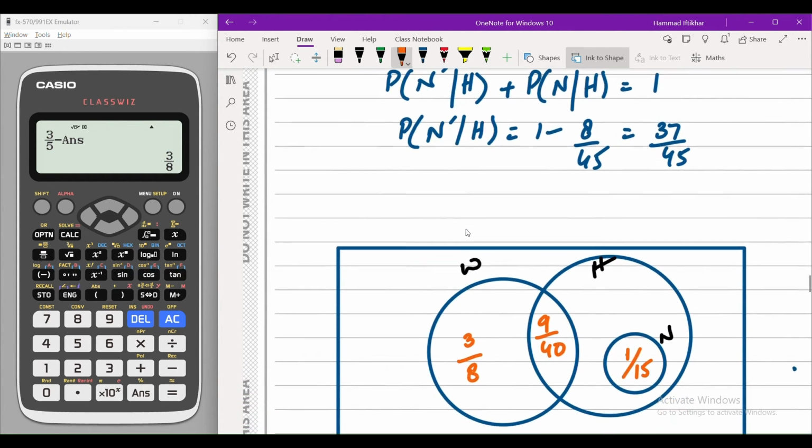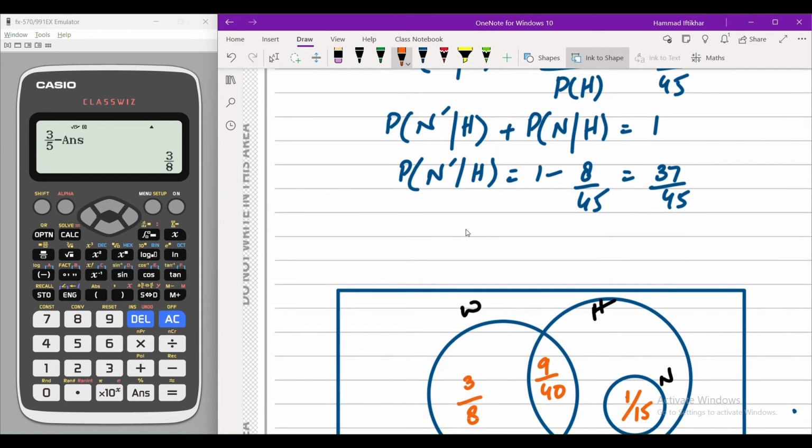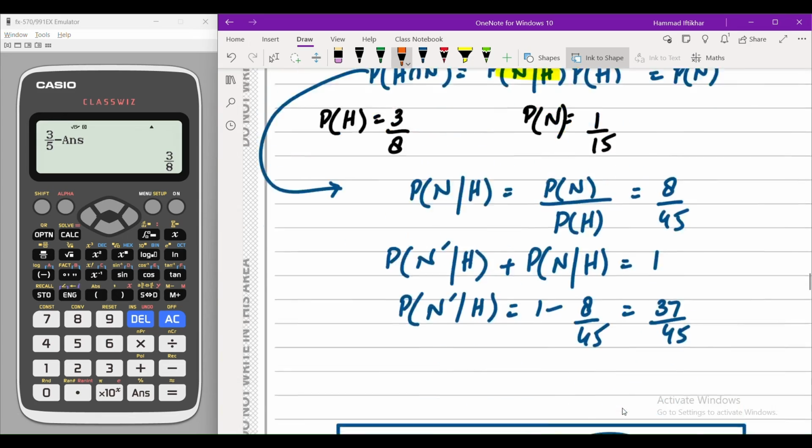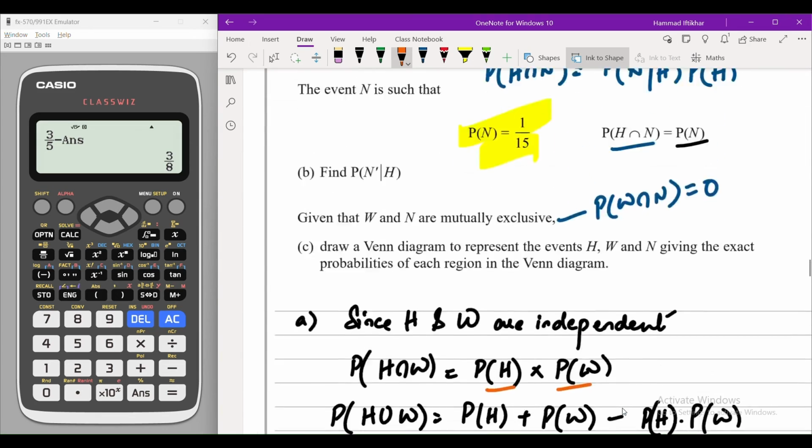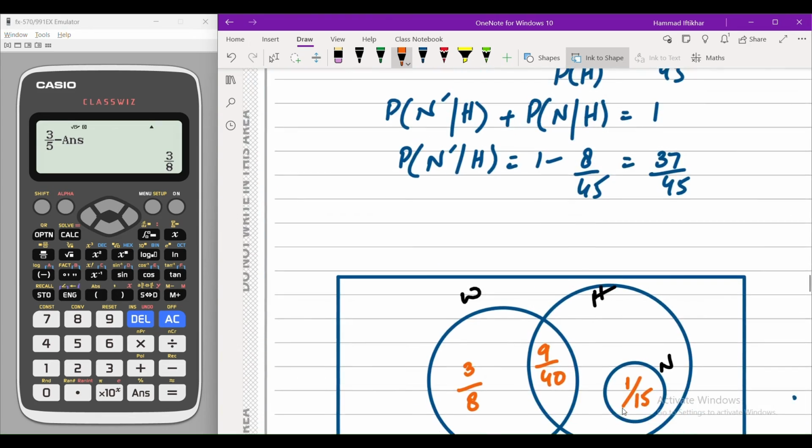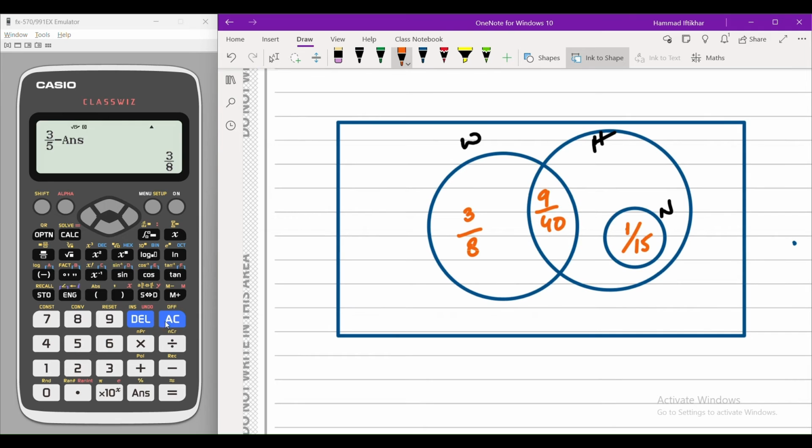But the probability of H will be subtracted by 9/40 and 1/50. Oh, this is the H alone. So H was 3 by 8. So 3 by 8 minus 9 over 40 minus 1 over 50, we get 1/12.